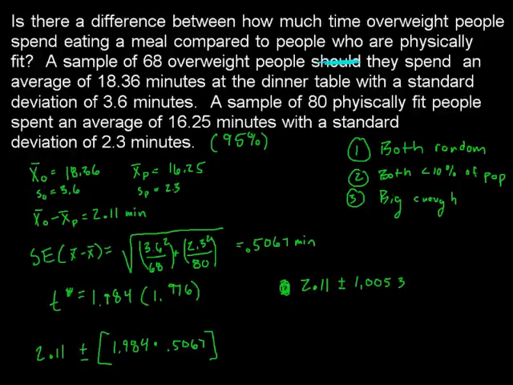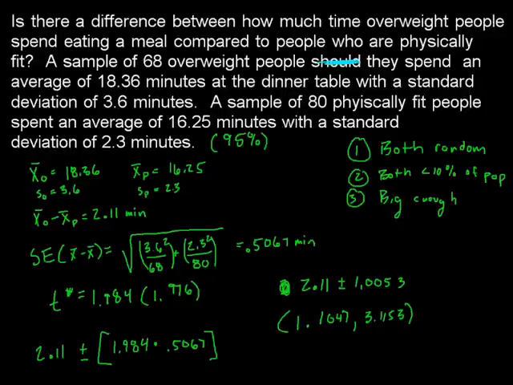So now I can calculate this. 2.11 minus 1.0053 gives me a bottom of my interval of 1.1047 minutes. And the top of my interval would be the same thing, but with a plus sign here, and that would be 3.1153. So this interval tells me that I'm 95% confident that the true difference between overweight people and physically fit people is that overweight people spend anywhere from 1.10 minutes more at the dinner table than physically fit people to 3.12 minutes more.